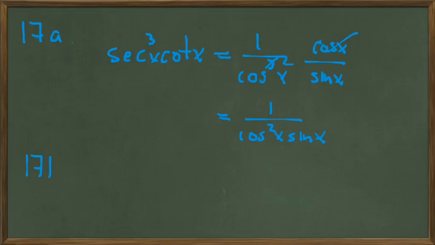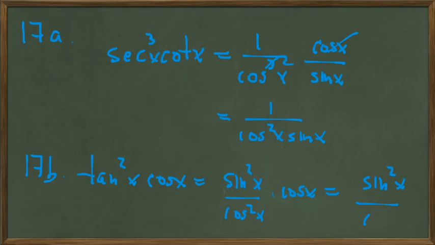17b, we are again reducing to elementary functions, tangent squared x times cosine x, elementary functions meaning writing in terms of sine and cosine. So tangent is sine over cosine, tangent squared is sine squared over cosine squared, multiplied by cosine x. The cosine in the numerator cancels with the cosine squared in the denominator to give us sine squared x over cosine x.